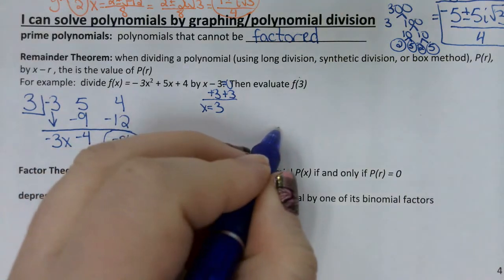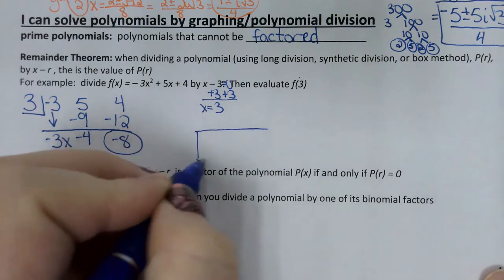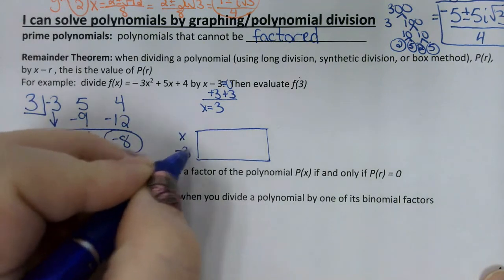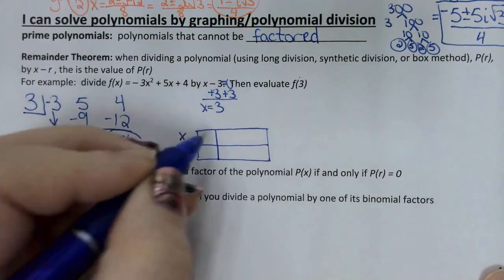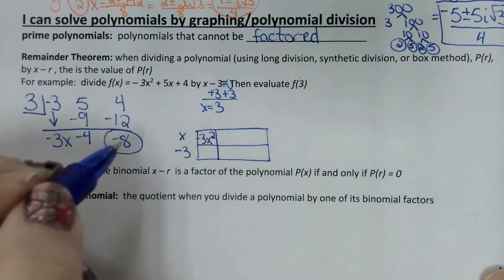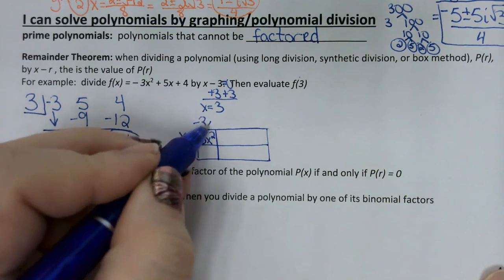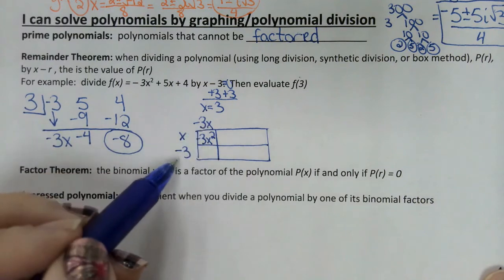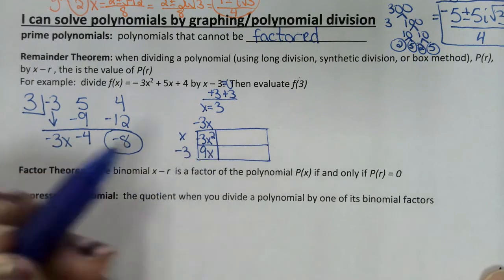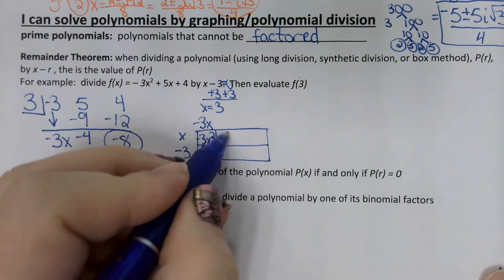Let's take a look at what it looks like with Polydoku. So we're dividing by x minus 3. The first box goes negative 3x squared. What times x gives me negative 3x squared? Negative 3x. Negative 3x times negative 3 gives me positive 9x. 9x plus what gives me 5x? That's negative 4x.